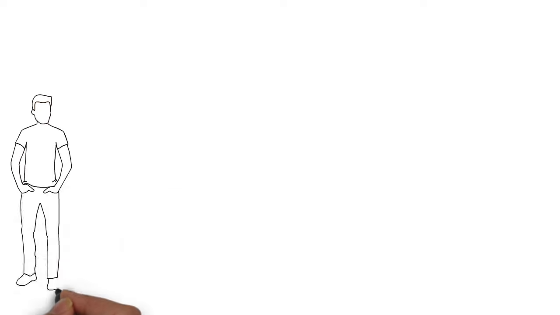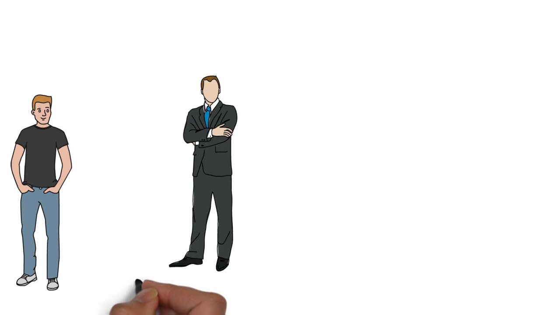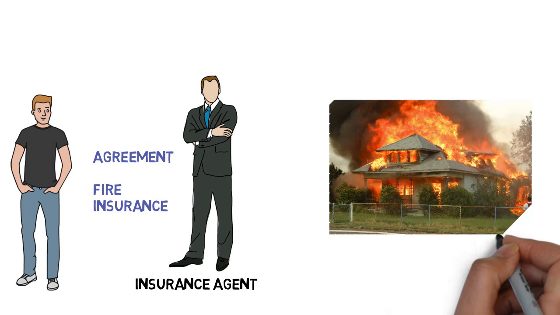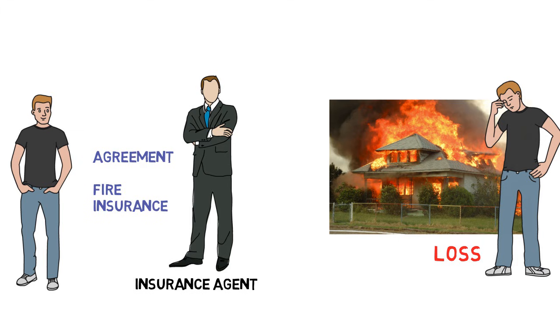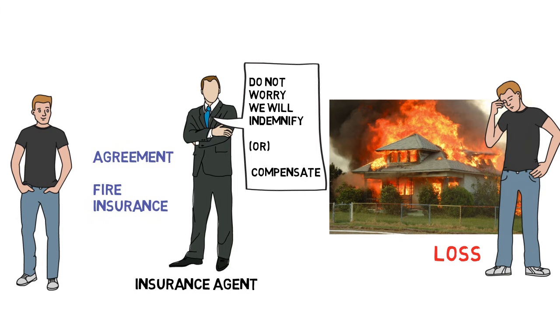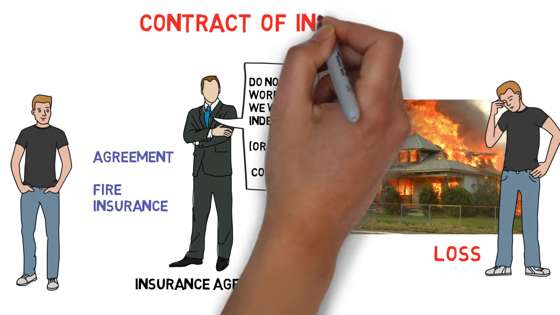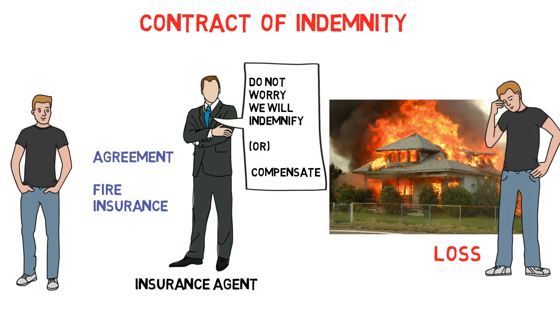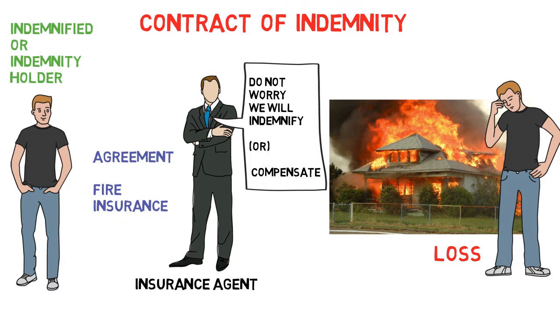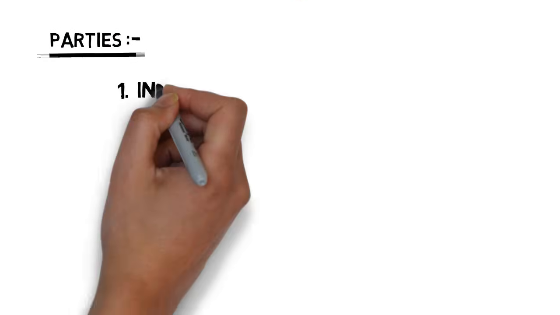Now let's take an example. A person has a contract of fire insurance with insurance company and subsequently he suffered losses due to fire. In this case, he need not worry because insurance company will compensate for the losses as it was a contract of indemnity. Person who is saved from the loss is known as indemnified or indemnity holder, and insurance company will be known as indemnifier. Now we know that there are two parties in a contract of indemnity.